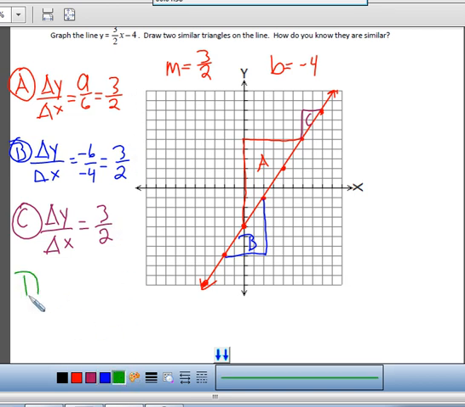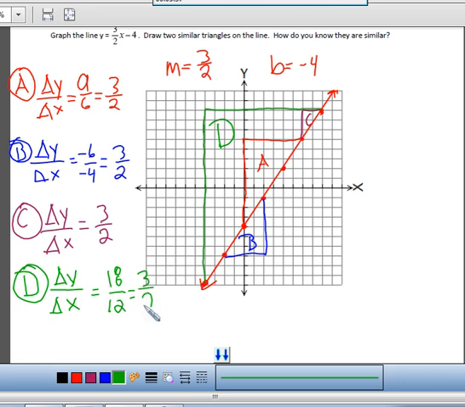One more triangle, triangle D. We'll make this a super big one here. And let's go from the bottommost point all the way up to the topmost point, all the way over. Wow, that's a pretty big triangle. This triangle has a change in y of 18 and a change in x of 12. And when you simplify 18 over 12, you get, you guessed it, 3 over 2.